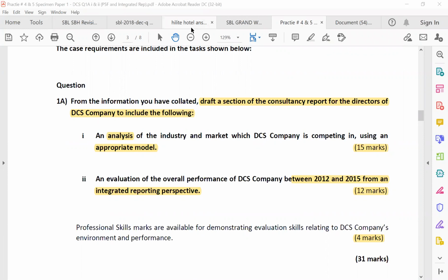Acha guys, you must have identified till now that question number one is not integrated reporting or six capitals. Basically, question number one is of an appropriate model. You can either use PESTLE analysis or Porter's Five Forces model, any of them. So I hope you must be solving in this way, right?